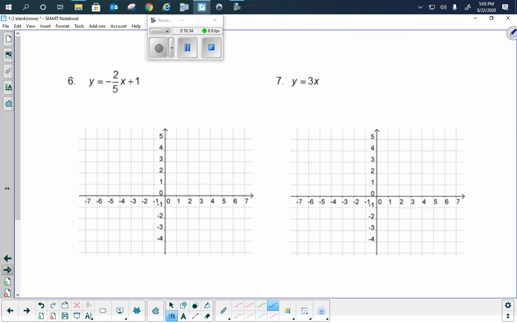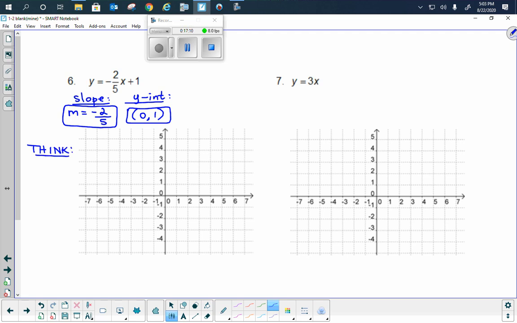That number 6 is in the correct form once again. So y equals mx plus b in the correct form. And therefore, I can just read slope off of here. So m equals -2/5. Remember, I'm putting that negative in the top horizontal fraction bar. My y-intercept is 0, 1.